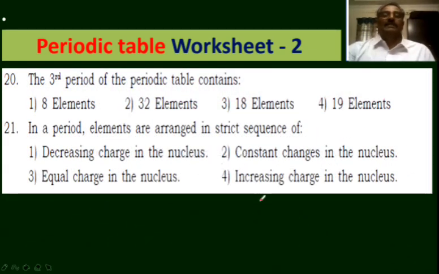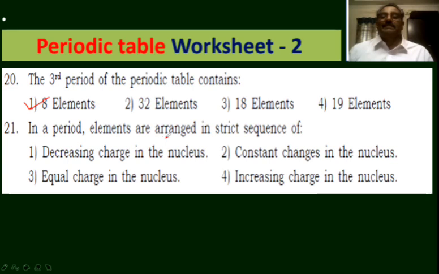The questions are: the third period of the periodic table contains dash. How many elements are there in the third period of the periodic table? You know that there are 8 elements. The first period has 2 elements, and the second and third periods have 8 elements each. So the first option is the right option.